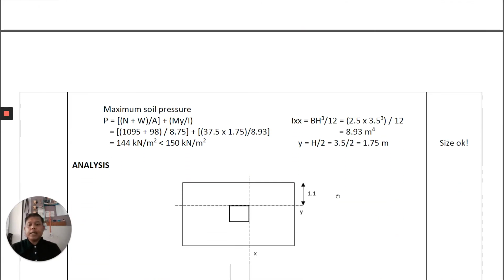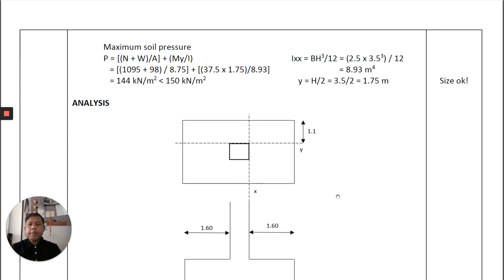Then you have to calculate the maximum soil pressure. The maximum soil pressure is equal to N, the service load, plus W, which is the new self-weight of the footing, divided by A, the area of the footing, plus My over I. M is the moment given, 37.5, times Y, which is 1.75. Y is equal to H over 2, which is 3.5 divided by 2. Then I is equal to Ixx, which is BH cubed over 12. Then you get the answer.